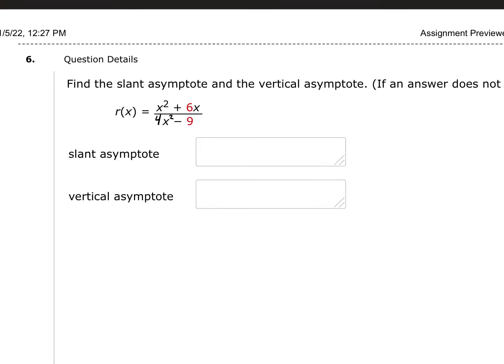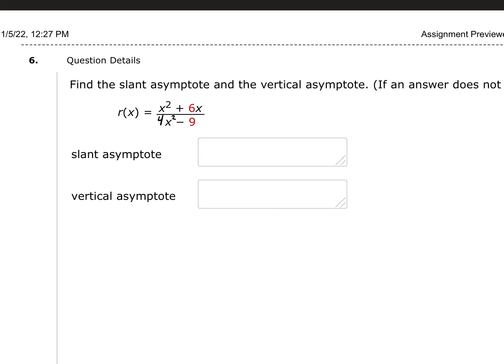All right, I'm going to try and find the slant and vertical asymptote. For this one, I know right away I don't have a slant asymptote because the numerator degree is not bigger than the denominator. If I asked you right here what the horizontal asymptote is, how do you find horizontal again? Compare the numerator degree to the denominator degree. What's the numerator degree? 2. What's the denominator degree? 2. So you'd have a horizontal asymptote at y equals 1/4.